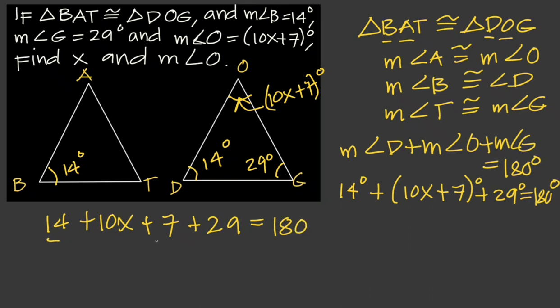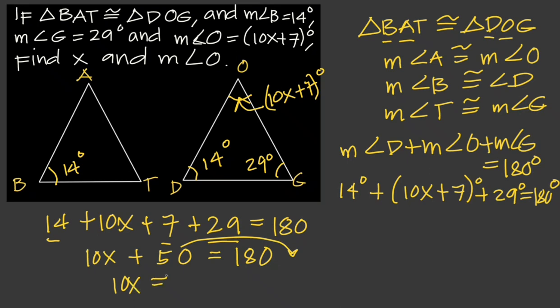So we group like terms. The like terms here are 14, 7, and 29. So 14 plus 7 plus 29, we just copy 10x here because 10x is alone. So that would be 50. 10x plus 50 equals 180. Then we can move 50 to the right side. Now we are left with 10x equals 180 minus 50.